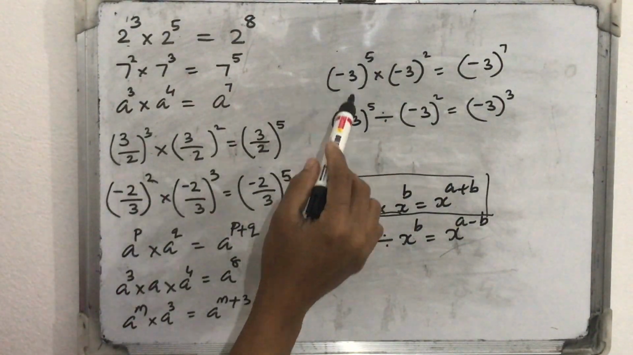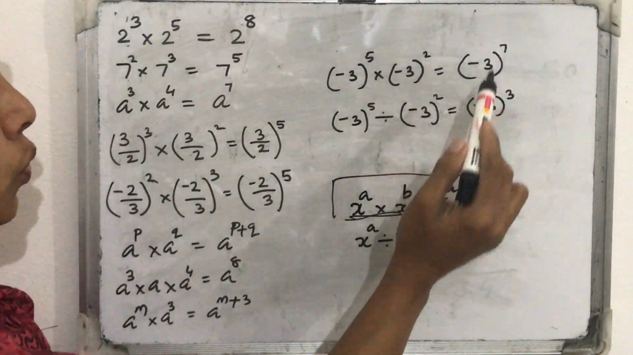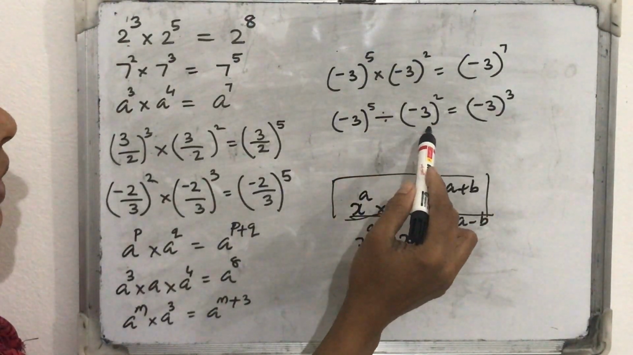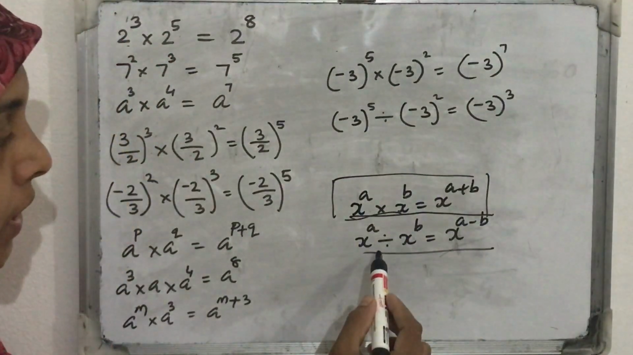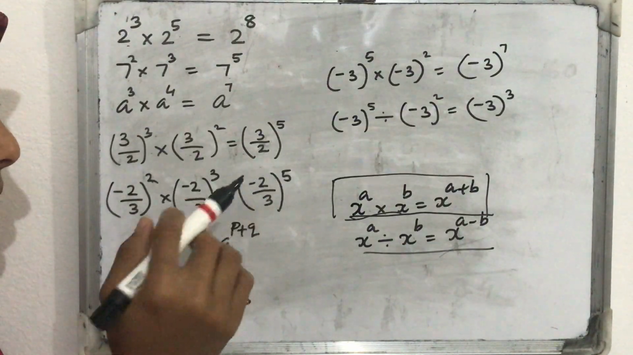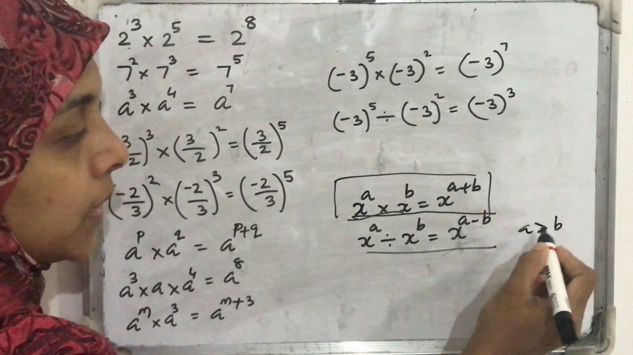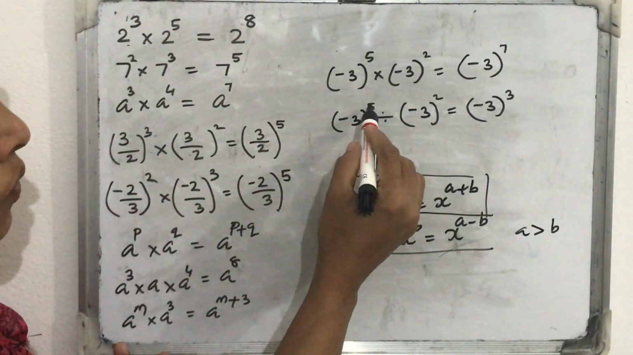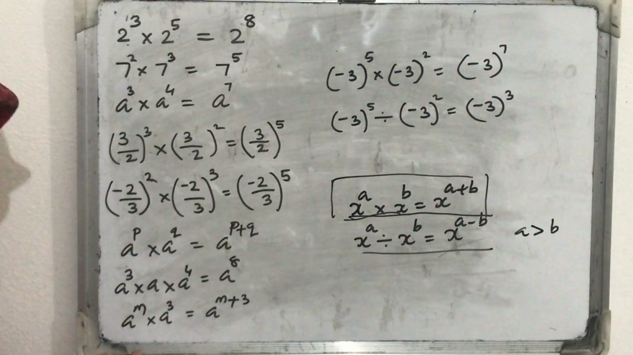Just like minus 3 raised to 5 into minus 3 square, minus 3 raised to 5 plus 2, that is 7. Then minus 3 raised to 5 divided by minus 3 square. It will use the second law. If it is division, we are subtracting the powers. That is in the case when a is greater than b, which we discussed. If a is greater than b, then minus 3 raised to 5 minus 2. So it will be 5 minus 2, that is 3.